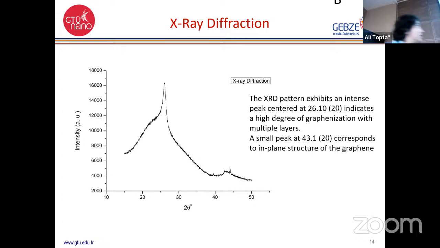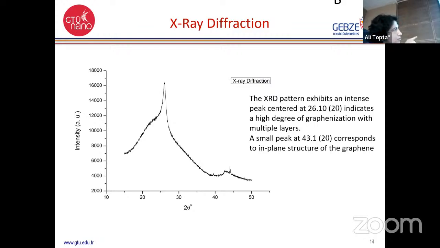And after the XPS, we also performed some XRD experiments, which gave us a very intense peak centered at 26.1 degrees 2 theta, which indicates a high level of graphenization with multiple layers. So this was also what we expected, because from SEM pictures, we know that we don't have single layer, we have few layers, we have a lot of layers, right? So that's good. Our XRD data also confirmed what we have.